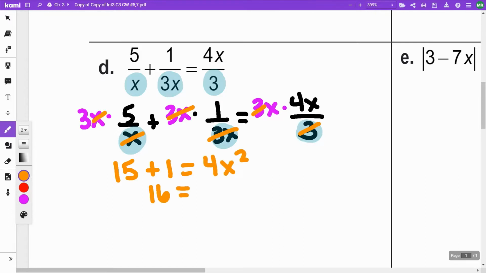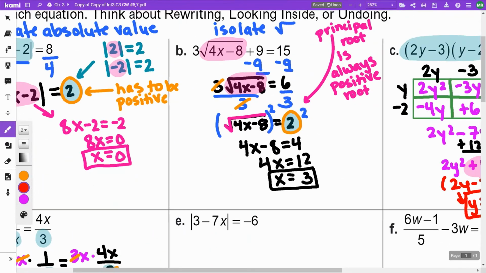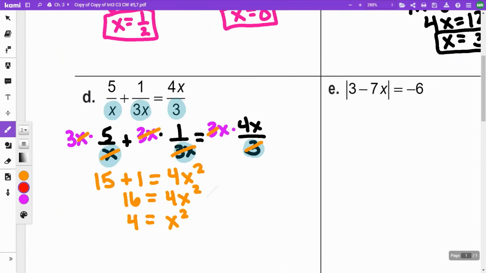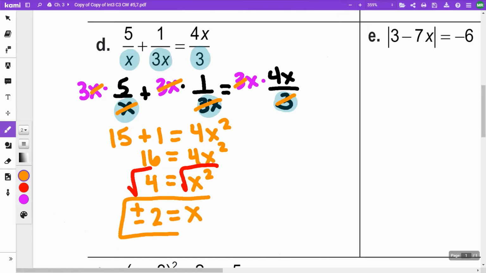So now I have 16 is equal to 4x squared. I'm going to divide by 4. 4 is equal to x squared. And then I need to take the square root. When I take the square root, instead of them drawing the square root for us like they did in B, that is where they want the positive, the principal root. Here, they want every possible solution. So when I take the square root of this and the square root of this, the square root of a 4 is going to be a positive and a negative 2. And then the square root of x squared is x. So I get two answers, 2 and negative 2.